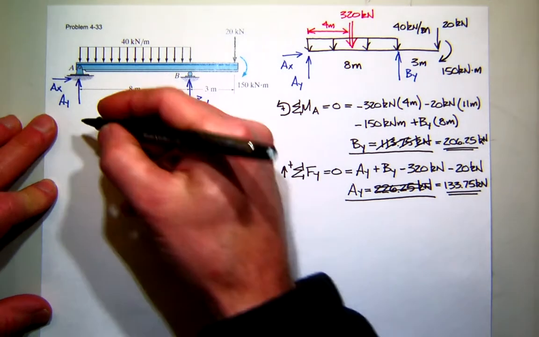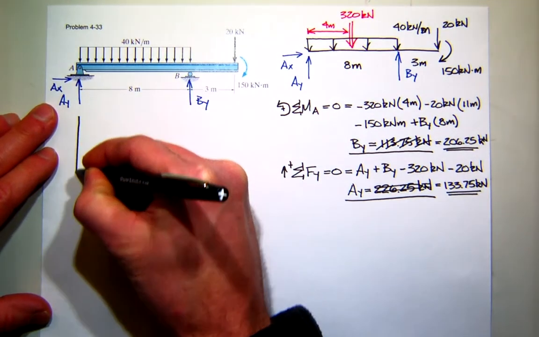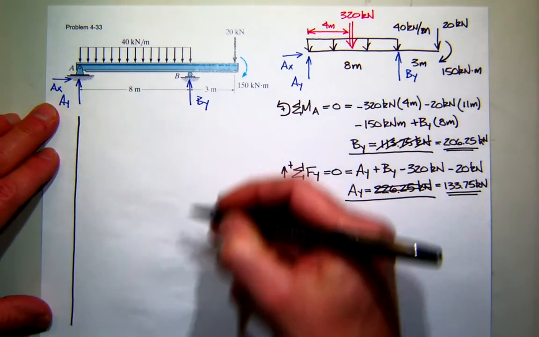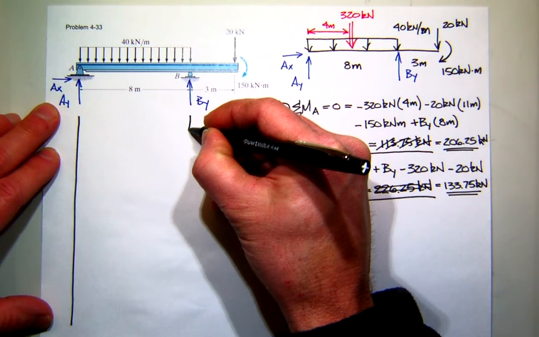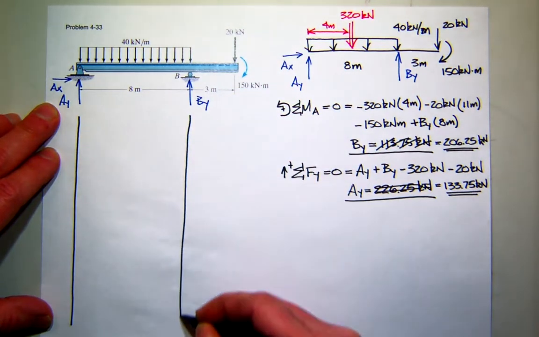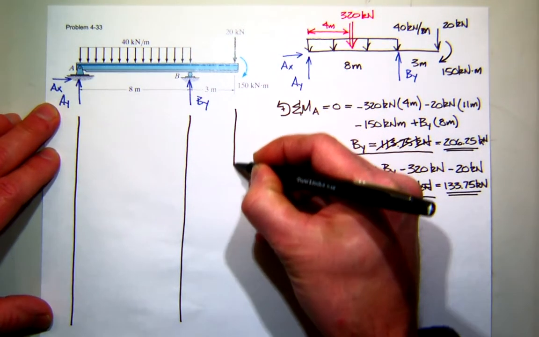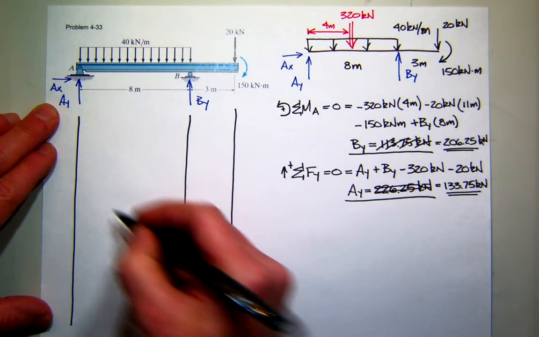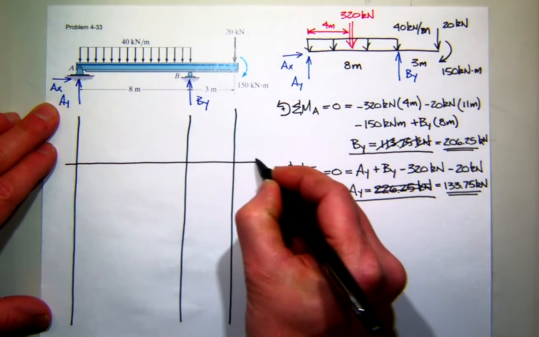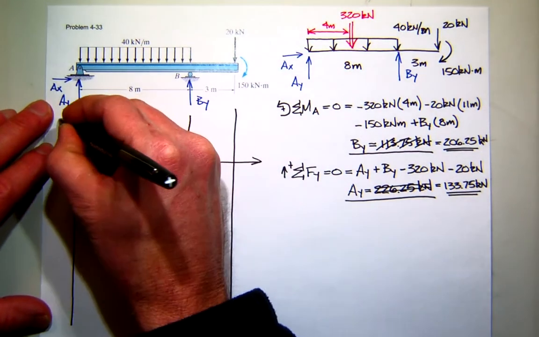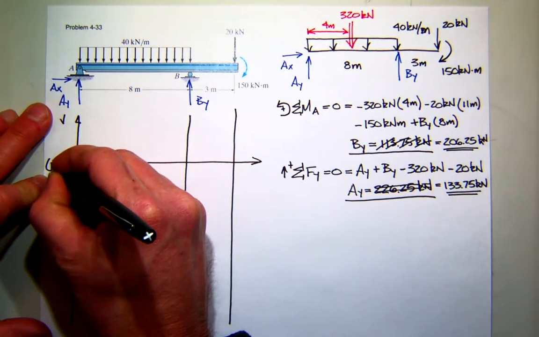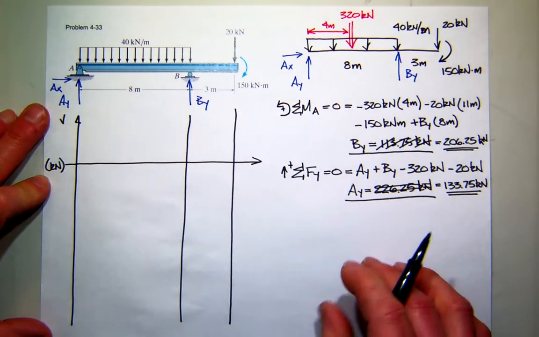Okay. So let's go ahead now and start our template. I know I'm going to start here. There's a reaction, so I'm going to have something happen in there. Then there's the end of my beam. So this looks like a good place to start. And my values are going to be in kilonewtons.